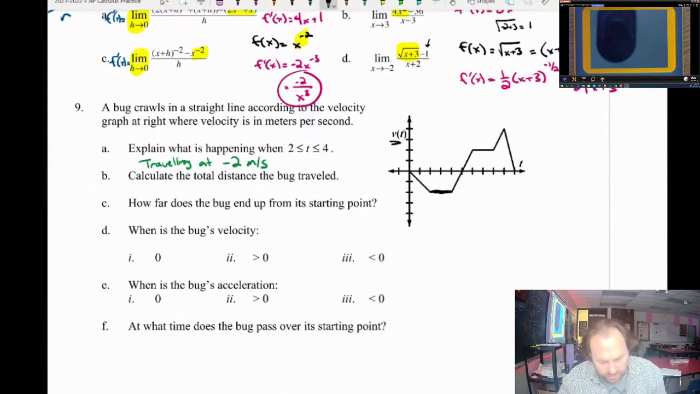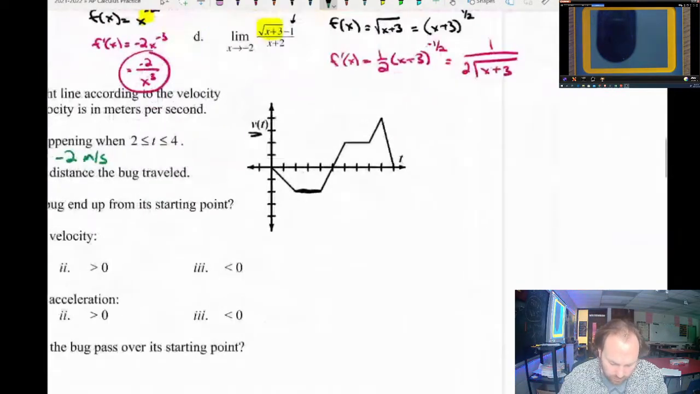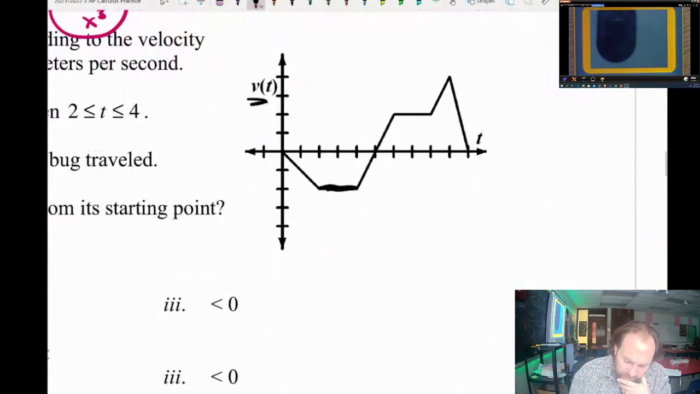The velocity is constant. As far as calculating the total distance in part B, what we want to do there is find the area under the curve. That's kind of the challenge here. There are a lot of different ways to divvy up this area, but let's just break down some of the easier ones. I'd like to think about this whole chunk there as one big trapezoid.